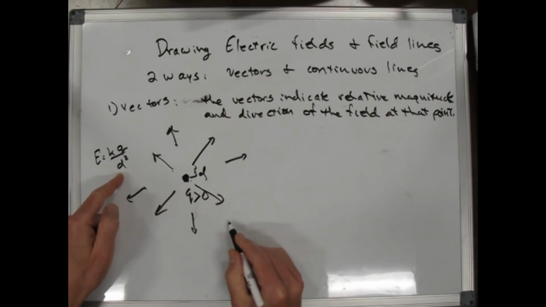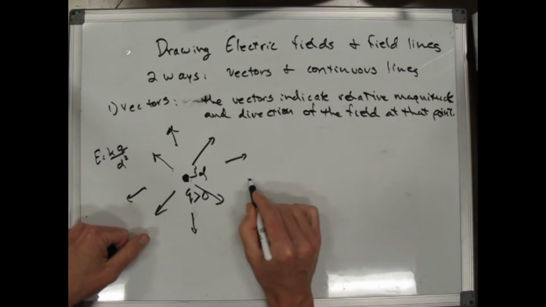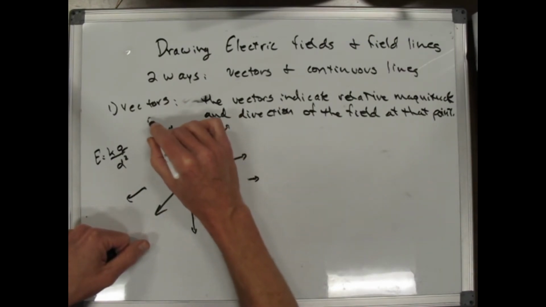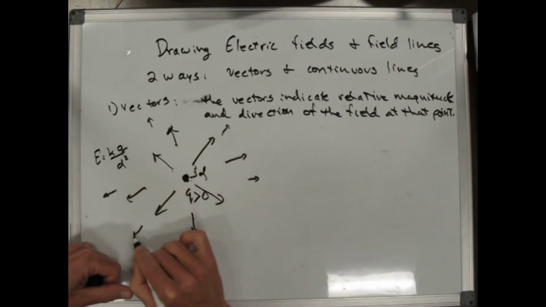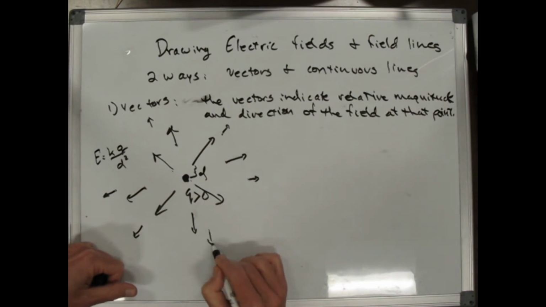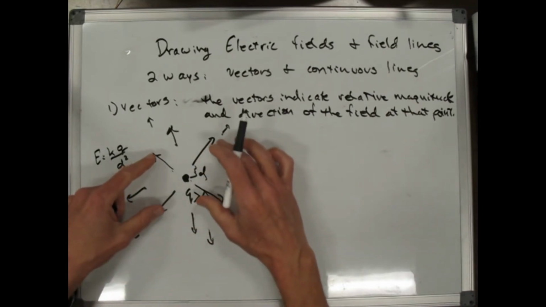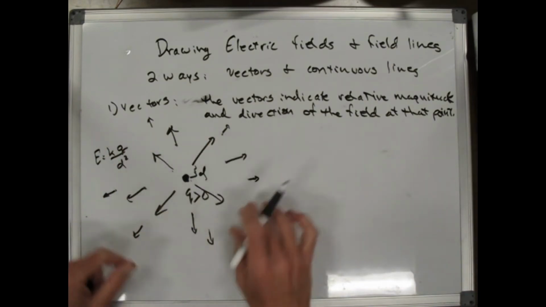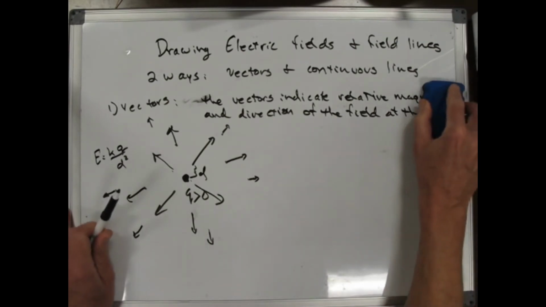And so if I was going to draw this field, I might put bigger arrows near, and then as I got farther away, I would draw smaller and smaller arrows, always pointing away from Q, right? Because I know that that's the way the field points. And so that's how you can draw your electric field with vectors. The strength of the field is indicated by the length of the arrow, and its direction is indicated by which way the arrow is pointing. So the other way is continuous lines.